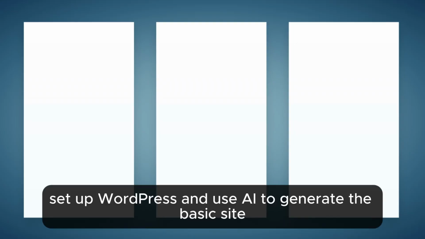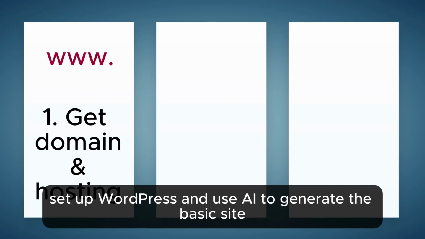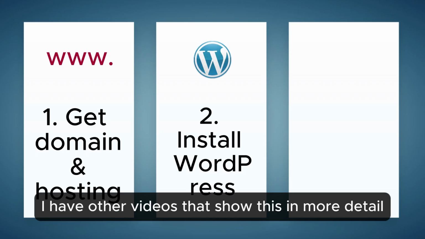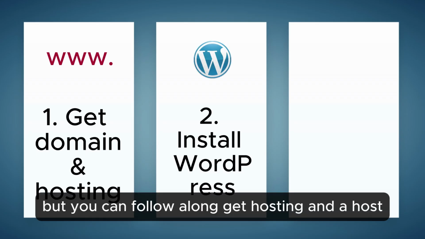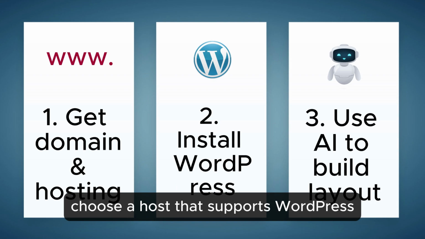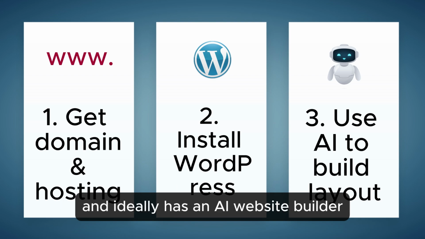Step 2, set up WordPress and use AI to generate the basic site. I'll move quickly here because I have other videos that show this in more detail, but you can follow along. Get hosting and domain. Choose a host that supports WordPress and ideally has an AI website builder or supports an AI builder plugin.